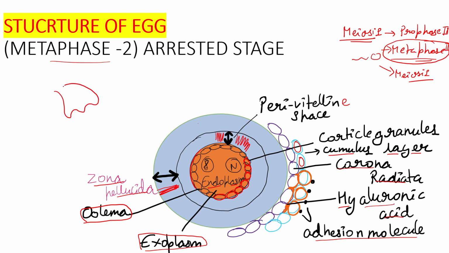help the ova to attach to the fimbriae. So these adhesion proteins help the ova attach, so that the fimbriae can take this ova to the reproductive tract where the actual fertilization would take place. So this was all about the structure of the egg.